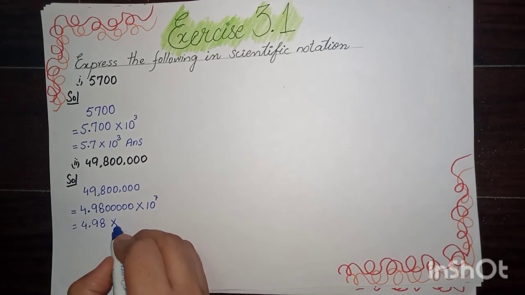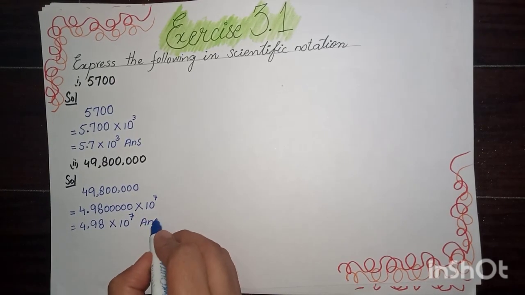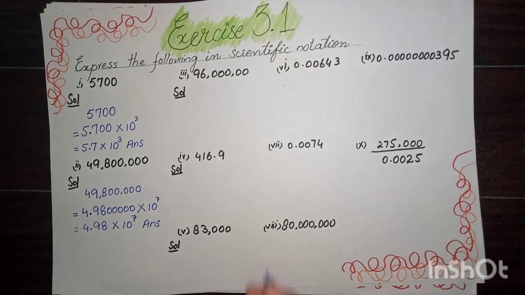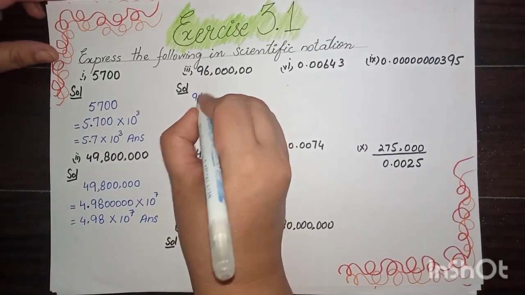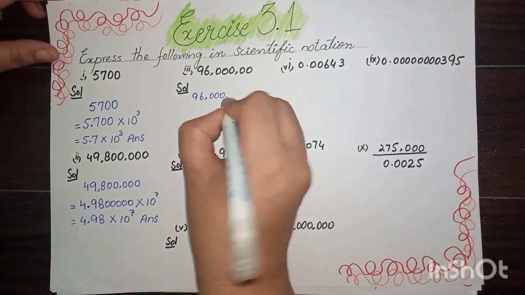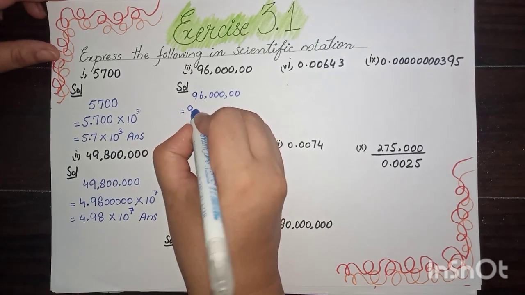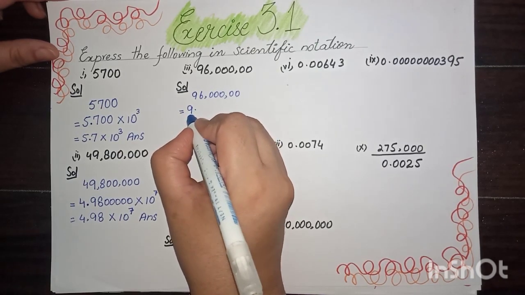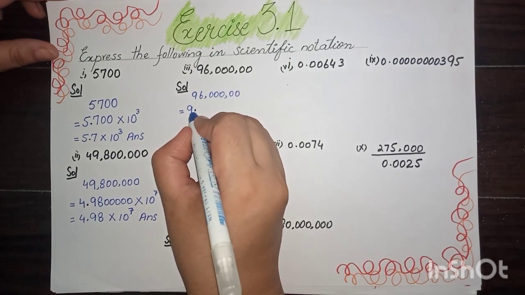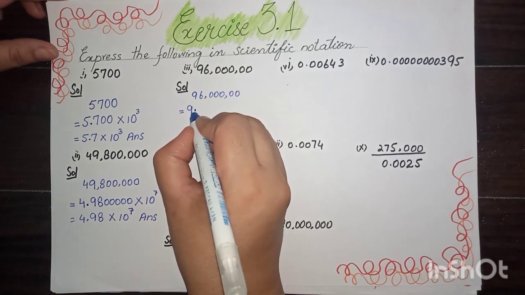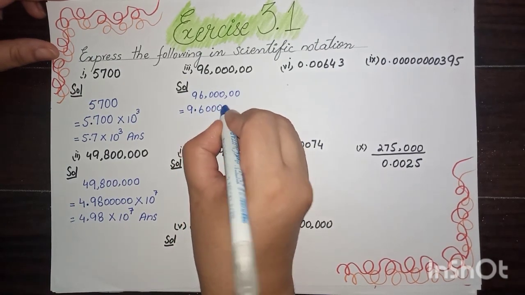4.98 times 10 raised to power 7. This is my answer. So my next question is 960000. I will place a point after the first non-zero digit. This is the rule of the question. After the first non-zero digit you will place a decimal point, and after this, 6 3 zeros.